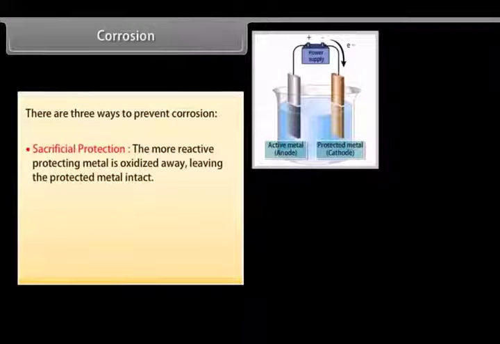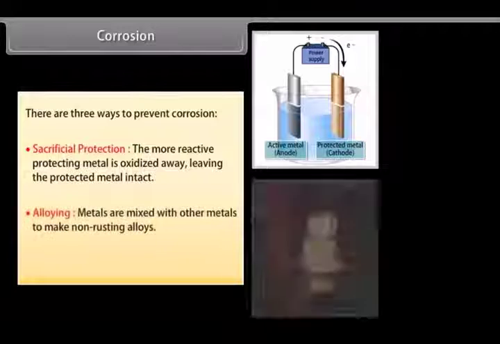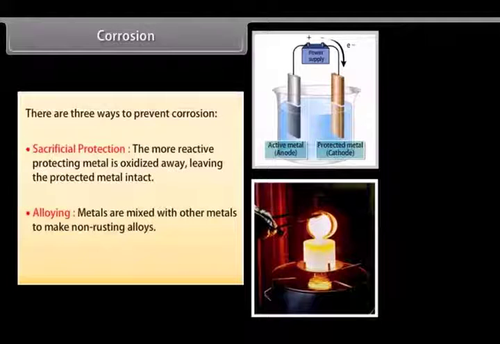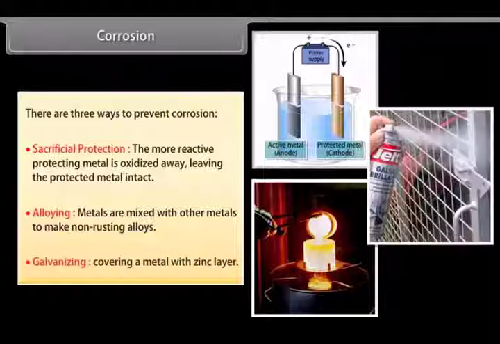Sacrificial protection, where the more reactive protecting metal is oxidized away, leaving the protected metal intact. Alloying, where metals are mixed with other metals to make non-rusting alloys. Galvanizing, where a metal is covered in a thin zinc layer. This layer is produced by electrolytic deposition.